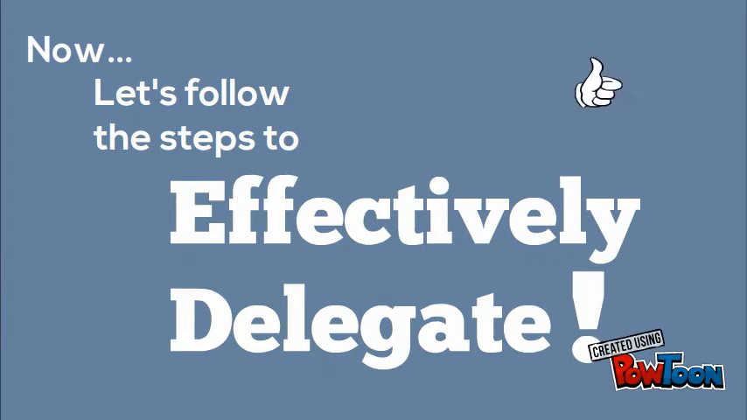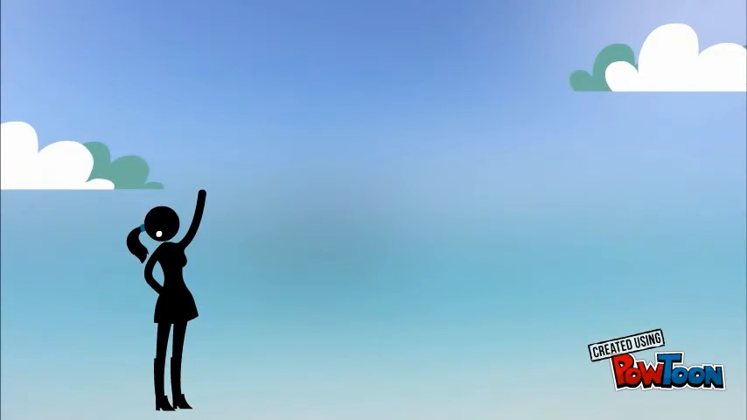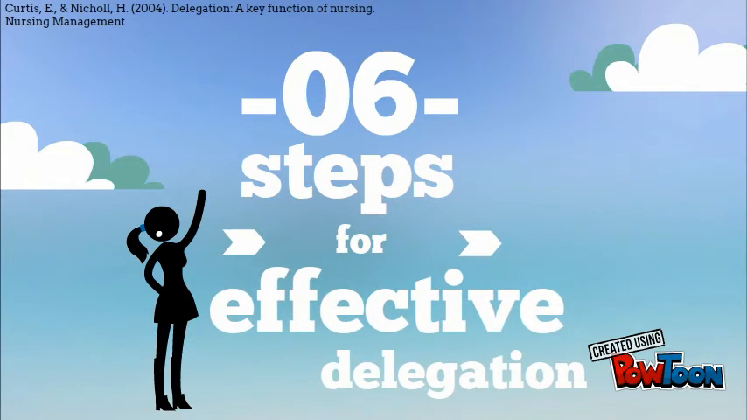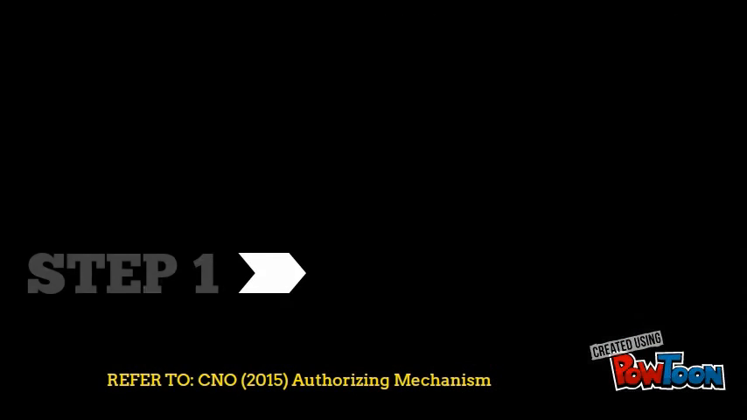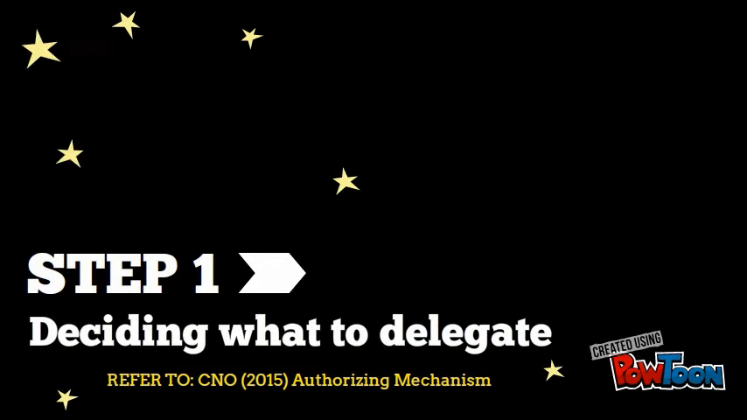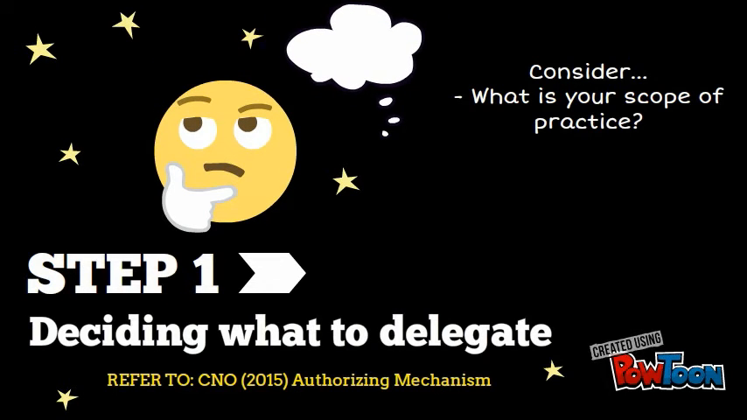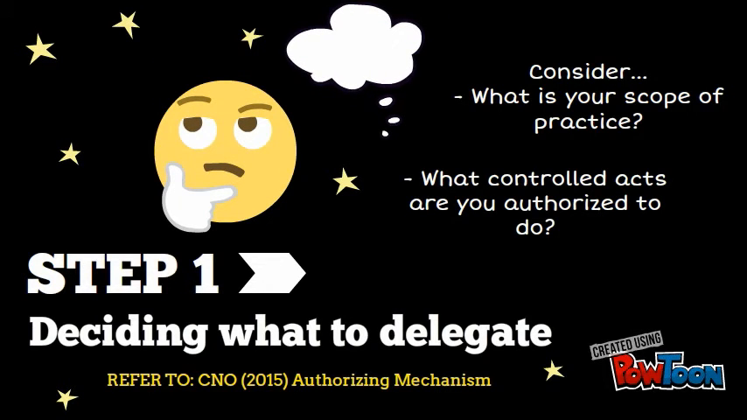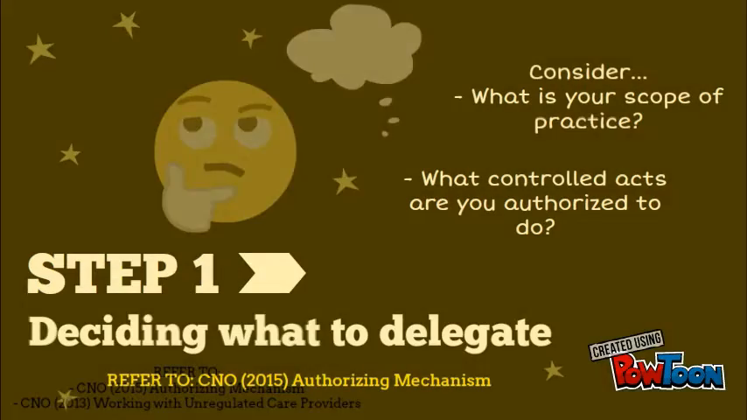Now, let's effectively delegate. Here are 6 steps for effective delegation. Step 1. Deciding what to delegate. Consider, what is your scope of practice? What controlled acts are you authorized to do? If you cannot answer these, check your hospital policies and refer to CNO's 2015 authorizing mechanisms.